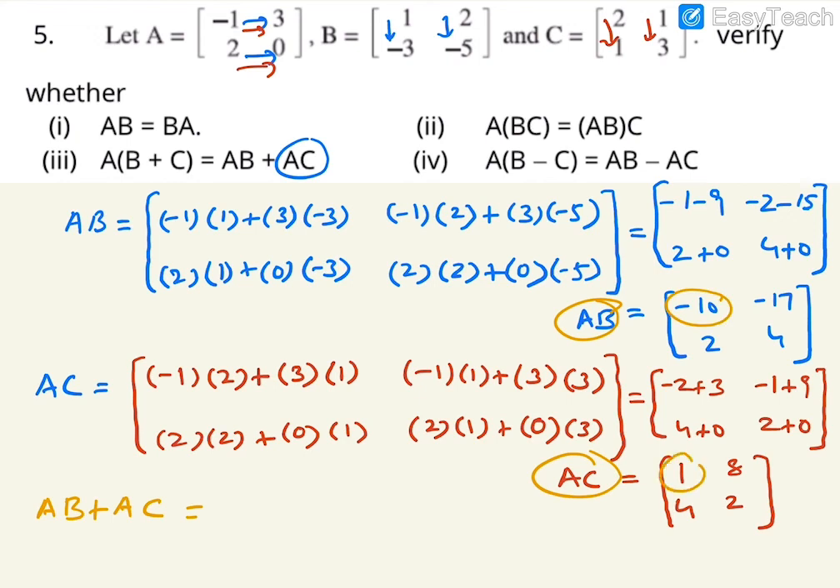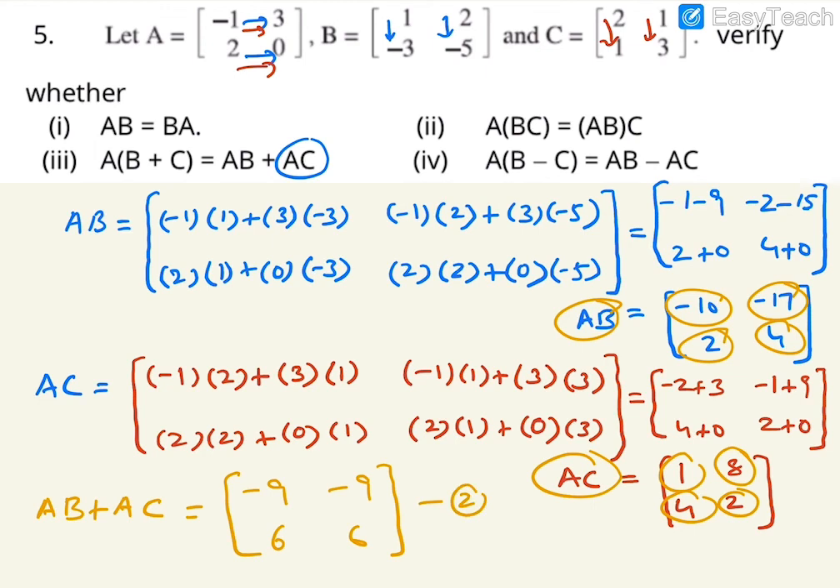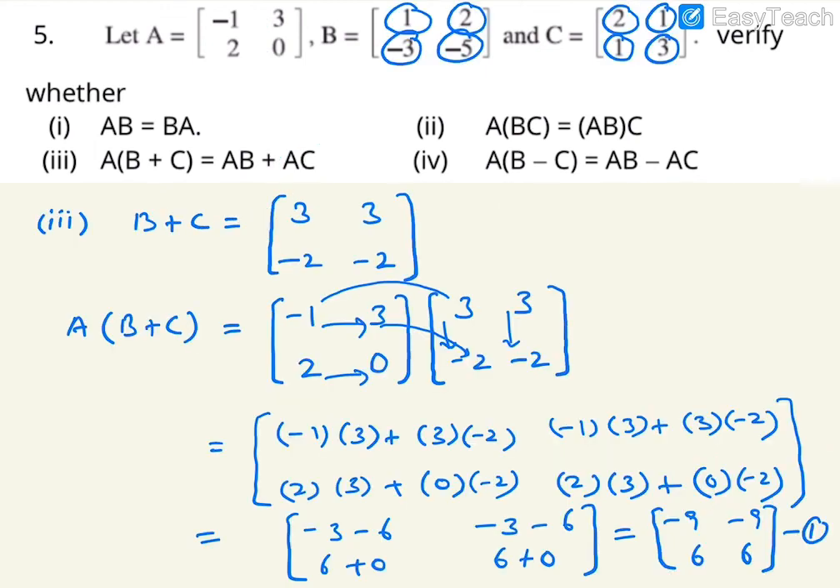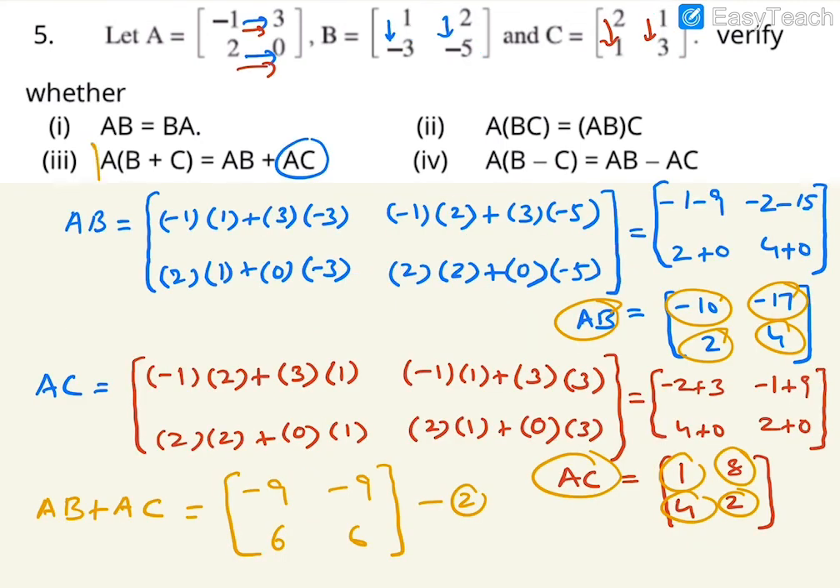Just add: minus 10 plus 1 will be minus 9, minus 17 and plus 8, minus 9, and 2 plus 4 is 6 and 2 plus 4 is again 6, which is same as 1. You can see 1 here: minus 9, 6 and 6. So this relation is also possible, the distributive law. So 1 equals 2. So verified.